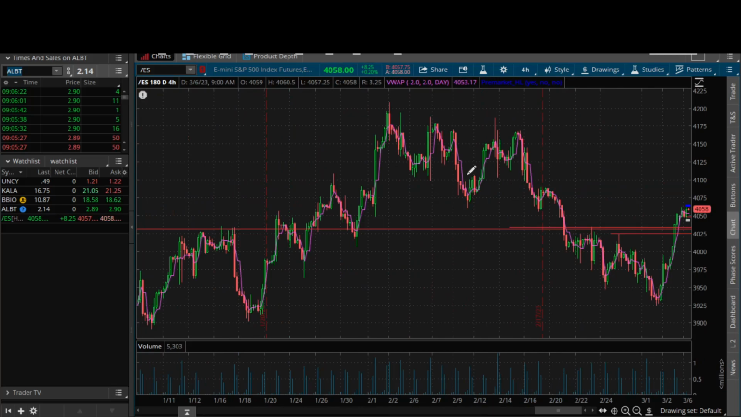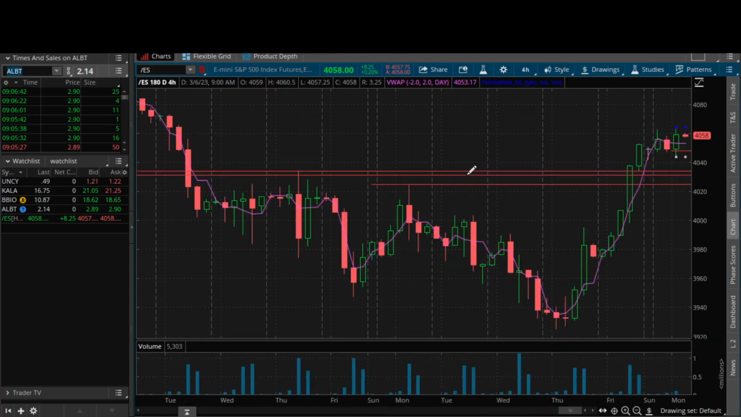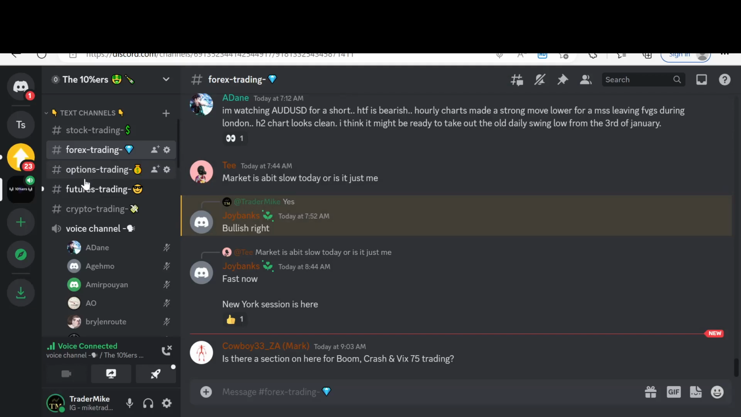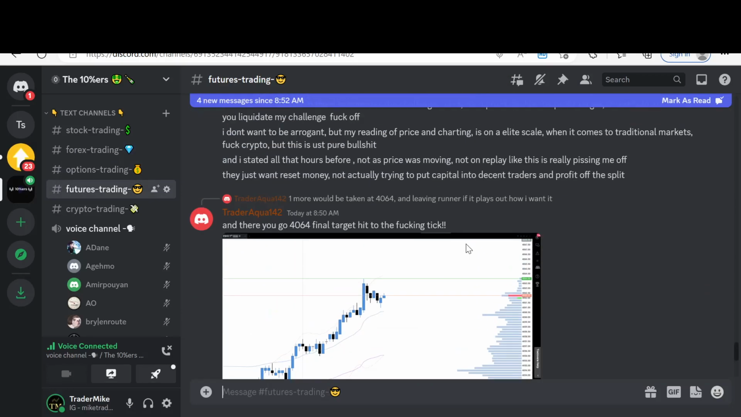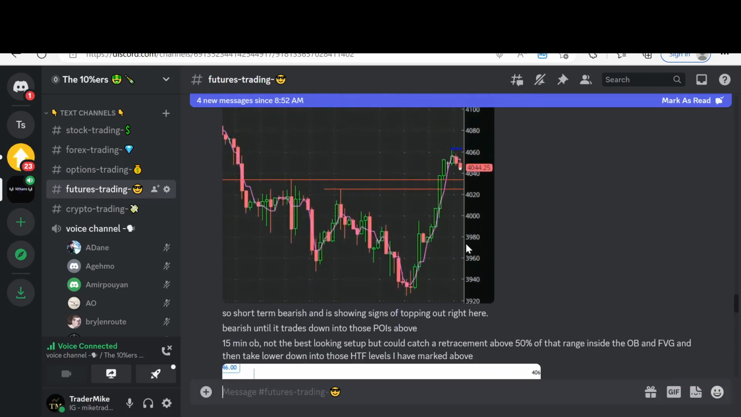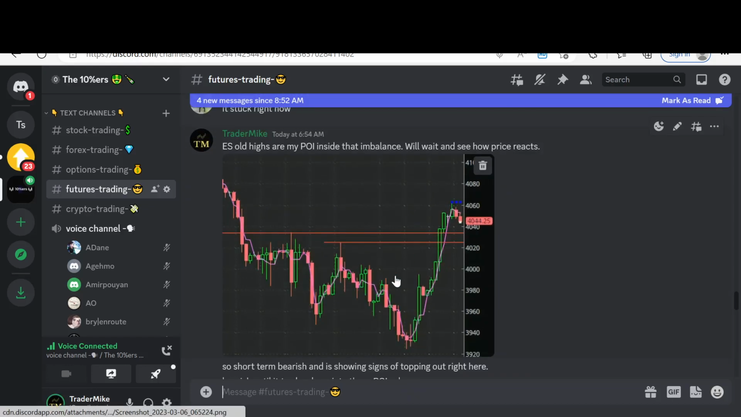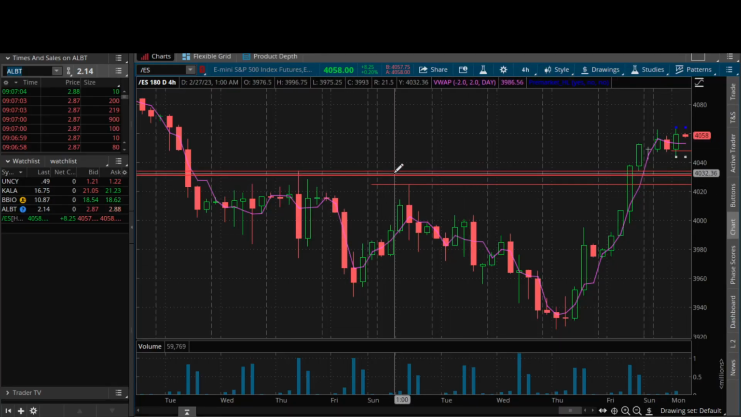So let's go to the 4-hour chart. I posted a couple points of interest on the 4-hour time frame, those old highs. Once price comes down, again, if you're lost, I want you to go to the futures trading section. I posted a couple charts in there this morning. That first chart, which was posted from my Thinkorswim, we had those old highs right there. Those are areas of interest for me. Once price comes down into those levels right there, I'm keeping my eye out for a reaction.